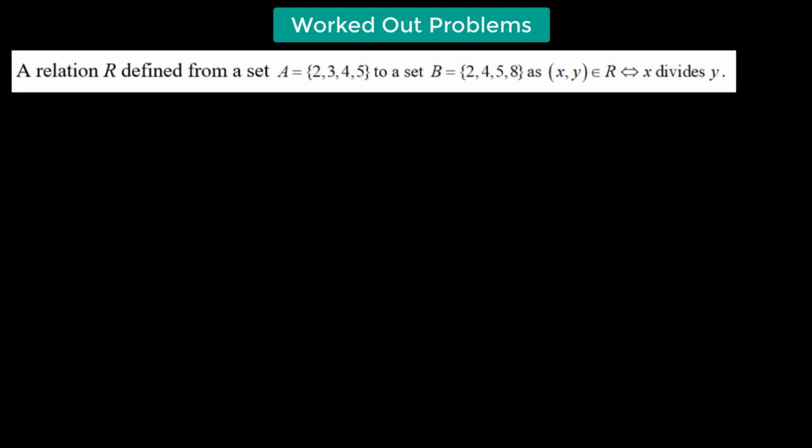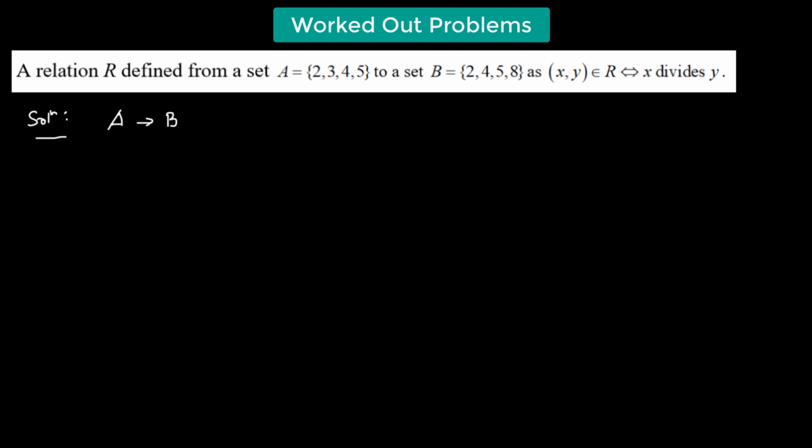So we are provided a relation R which is defined from a set A containing the elements 2, 3, 4 and 5 to another set B having the elements 2, 4, 5 and 8. And the relation is such that the ordered pair x and y, x divides y. So let us try to form the relation. So we first pick up an element. So this is a relation going from A to B.